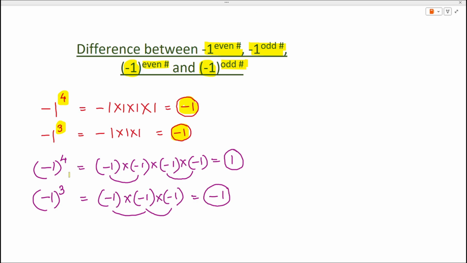So there's a difference in the result when you have -1 in the bracket and then it is raised to an even or odd exponent. When the exponent is even, the result is +1, and if the exponent is odd, the result is -1.